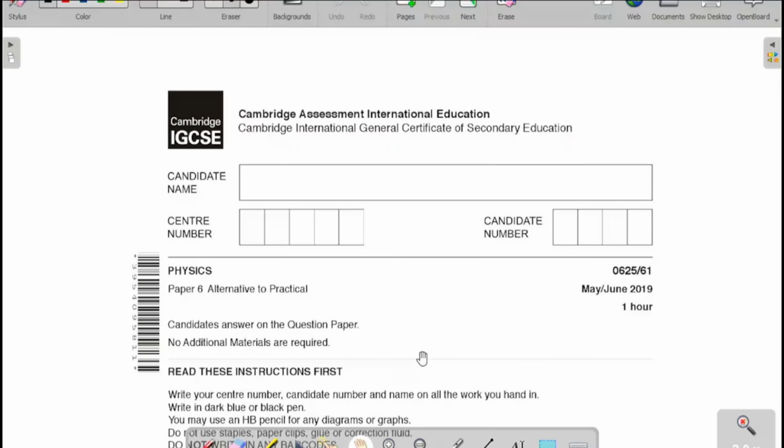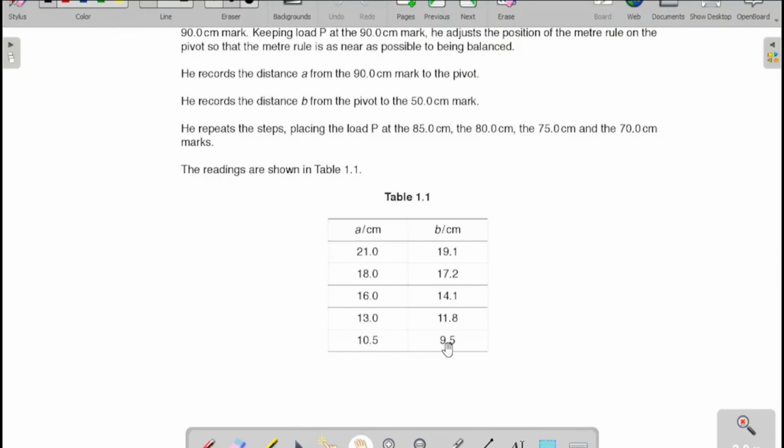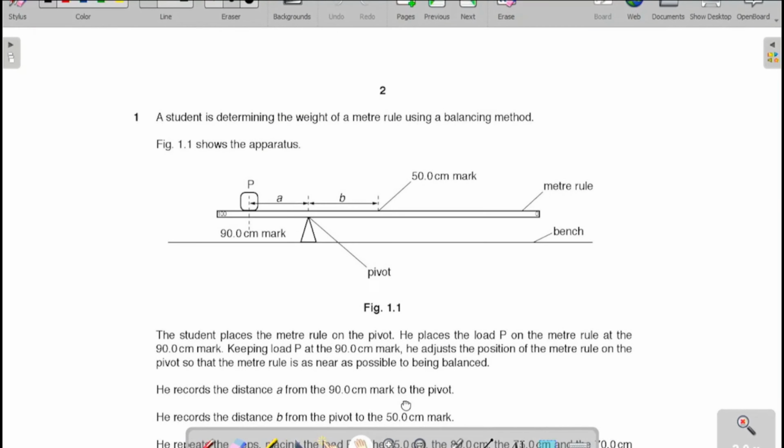Yes, today we are going to look at Physics IGCSE question 0625, alternative to practical, variant 1 for year 2019. Now let's check the first question here.